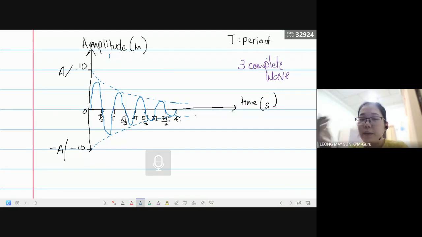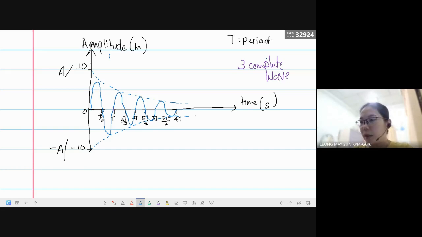So in terms of damping, they will only ask you conceptual questions, and they will ask you the definition of damping, and then ask you to draw this particular damping graph. Okay, so there's not much calculation for damping.